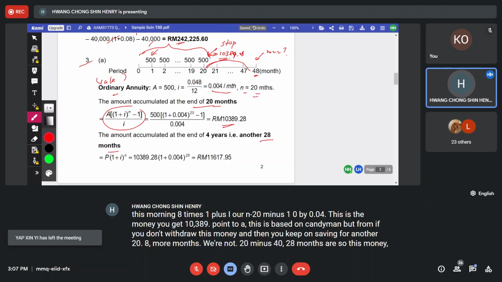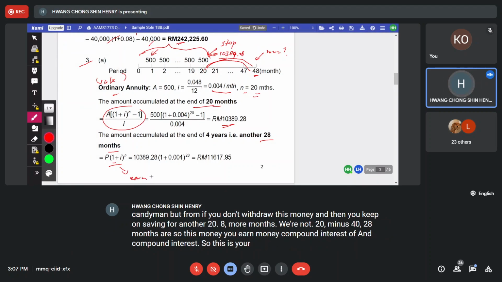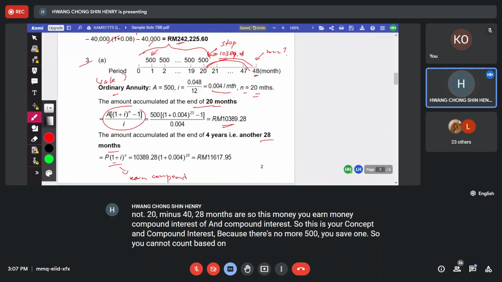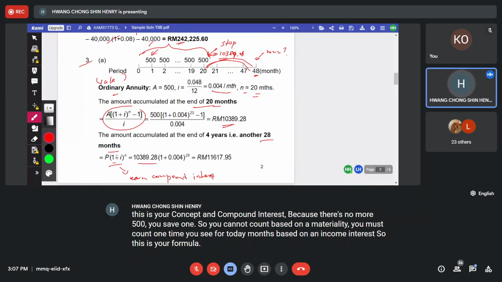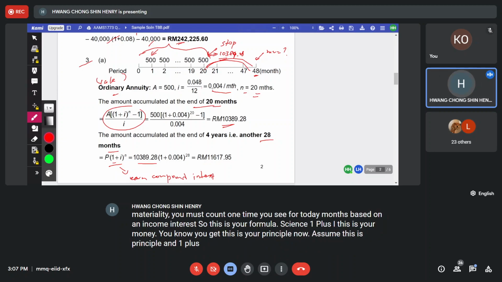So this money you will earn what? Compound interest. So this is your concept, earn compound interest. Because there's no more 500 you save, so you cannot count based on annuity already. You must count one time, you save for 28 months based on earning compound interest. So this is your formula. This is your principal now. Assume this is principal, times 1 plus 0.004, interest rate no change, power of 28 months.